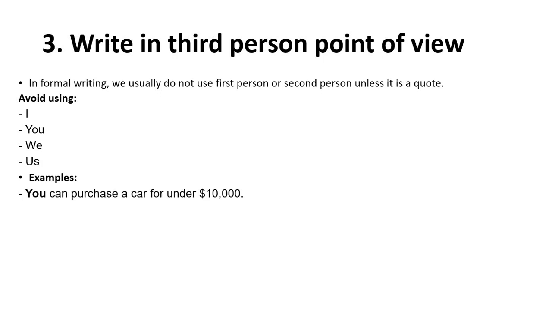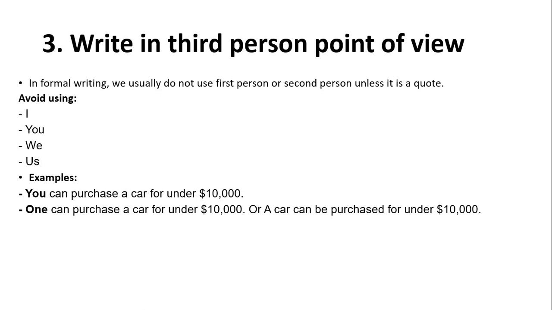Examples. You can purchase a car for under 10,000 US dollars. So, wrong na siya, kay nagamit ka og you. Dapat imong gamiton is one. One can purchase a car for under 10,000 US dollars. Or, a car can be purchased for under 10,000 US dollars. So, wala siya nag-dictate sa first person or second person. Nag-dictate siya og third person.